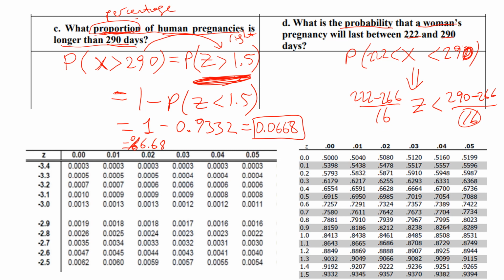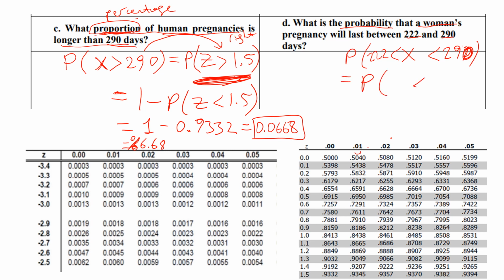And these values we already found in part A and part B. This is 1.5 and this is negative 2.75, from part A and part B. Now, we can say this will be equal to the probability that Z is less than 1.5 and bigger than negative 2.75. Now, what is this equal to?